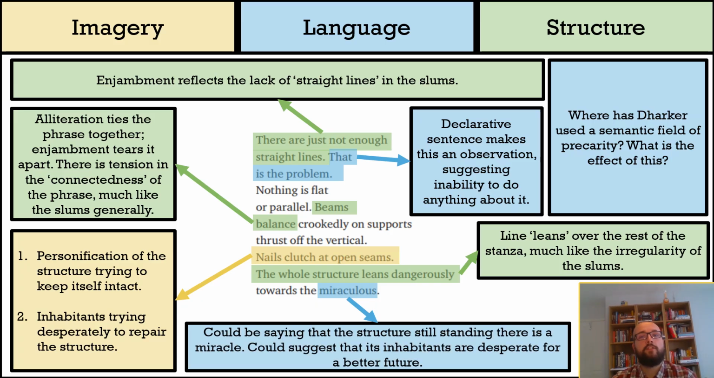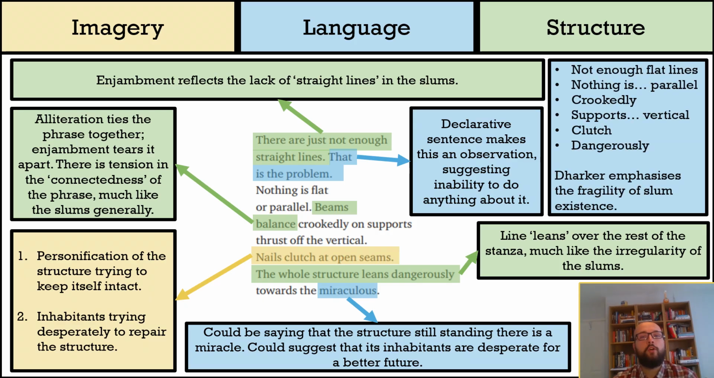Miraculous could have two meanings. First, it could suggest that the slum still existing, given its precarious structure, is a miracle. Or secondly, it could suggest that the people living in the slums are leaning towards the miraculous, suggesting that they are yearning for, praying for, a better future. Using context, we do know that many people choose to move to the slums, moving away from rural areas and closer to Mumbai and its opportunities.